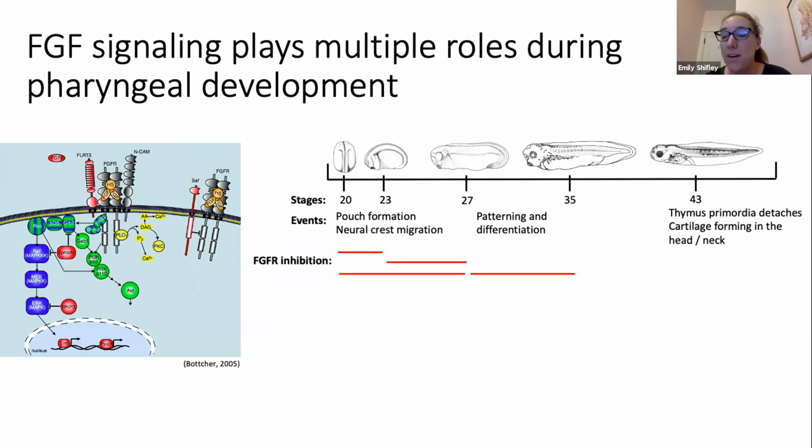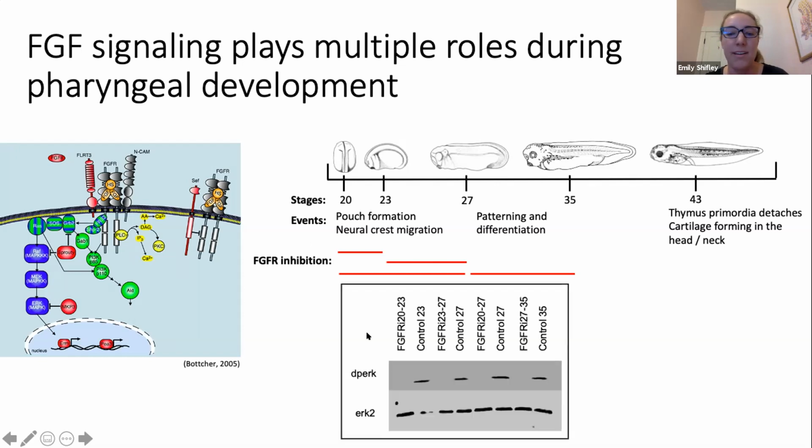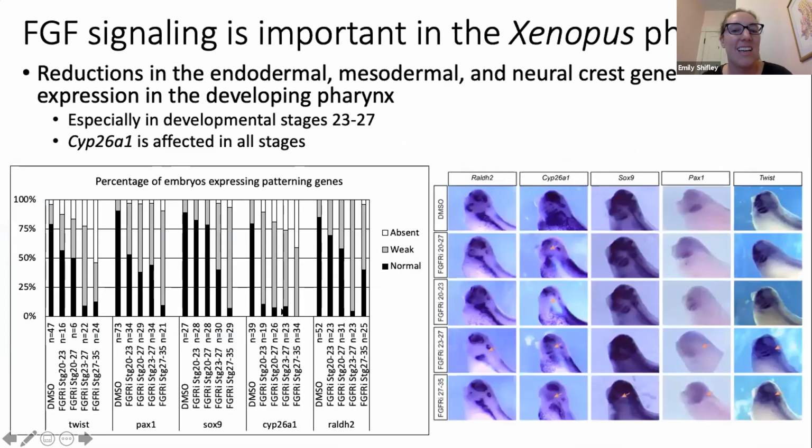for the development of the pharynx. So we cultured Xenopus embryos at different developmental time periods with a small molecule FGF inhibitor. And here's just a Western blot making sure that our inhibitor worked. And then we looked at these embryos with in situ hybridization for a couple different genes that are known to be expressed in the pharynx.